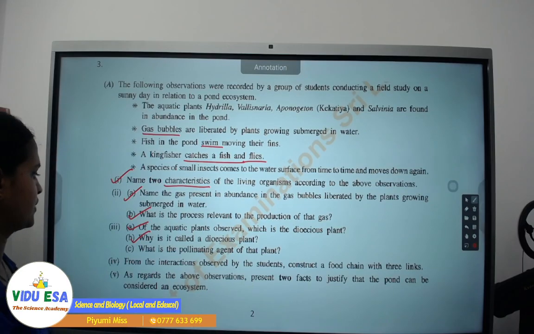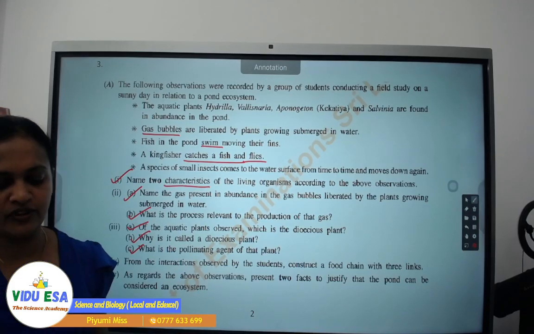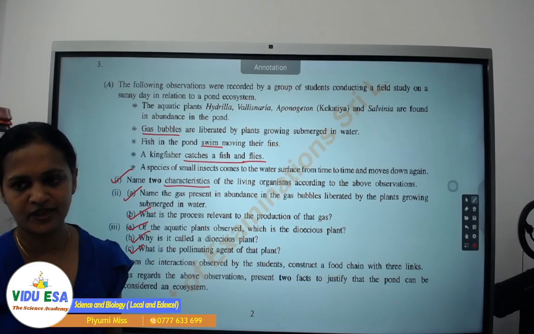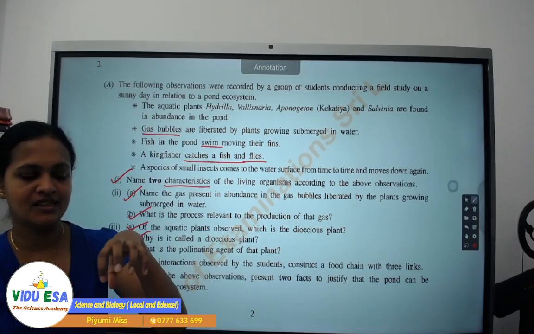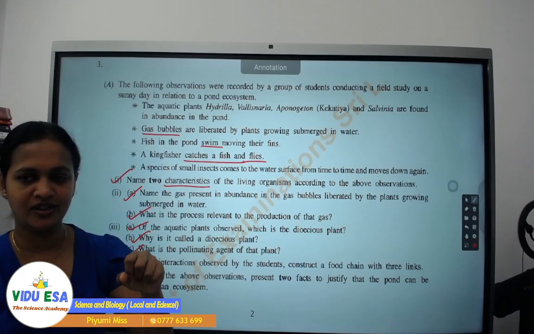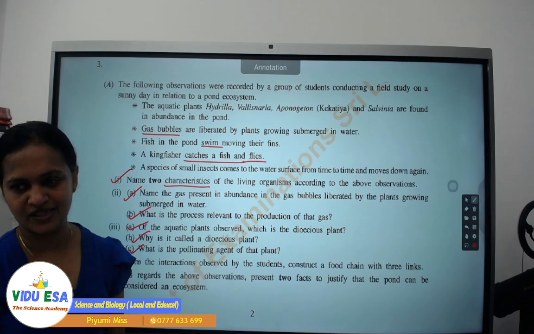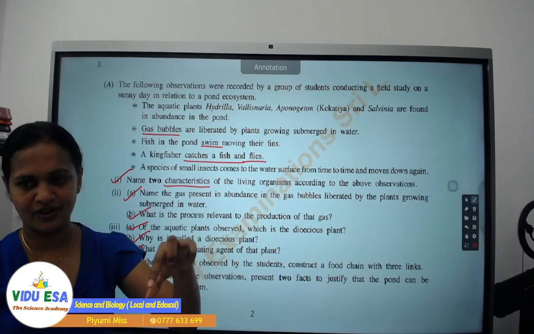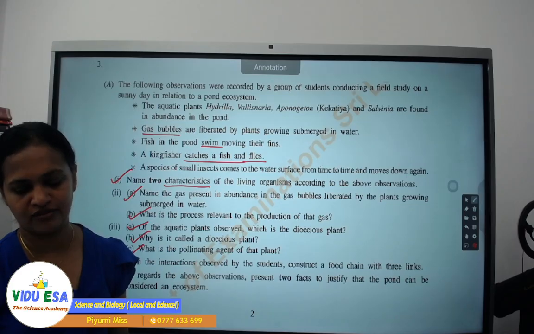1 mark for each. What is the pollinating agent of that plant? Pollination takes place by means of water. As you have learned, the staminate flower floats on water, and when it finds a pistillate flower, pollination takes place. So the staminate flowers are carried through water. So the method of pollination is water. 1 mark.